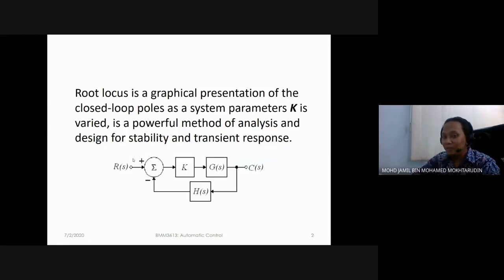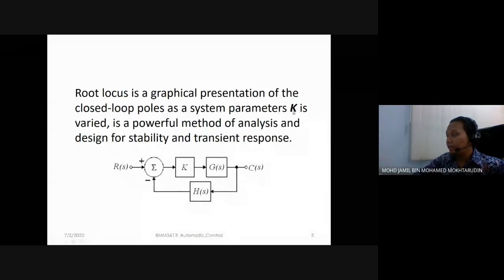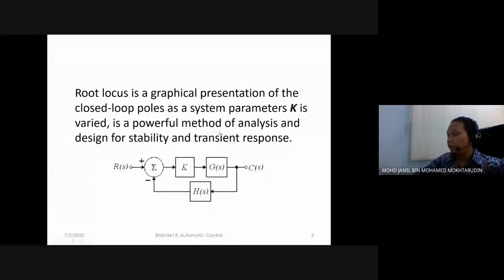All right, so root locus. Root locus is a graphical presentation of closed loop poles as a system parameter or gain k is varied, and it is a powerful method of analysis and design of stability and transient response. So usually you are given this kind of closed loop system, and you have forward transfer function G and feedback transfer function H, and you also have the gain or parameter k.